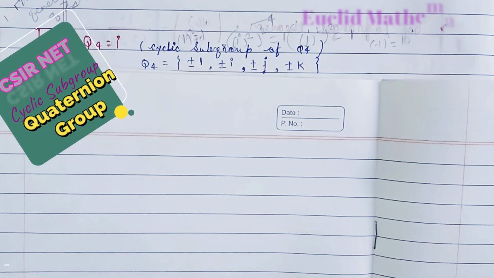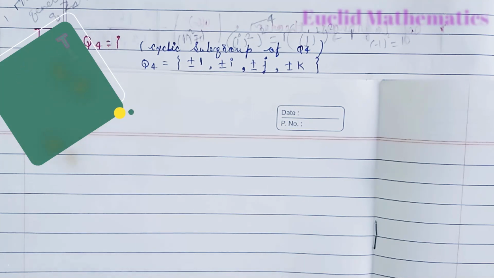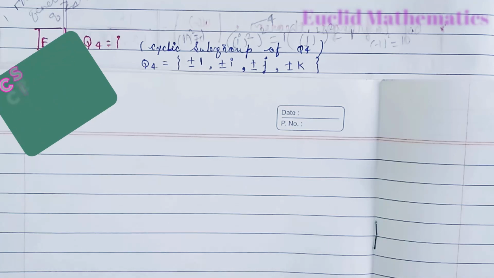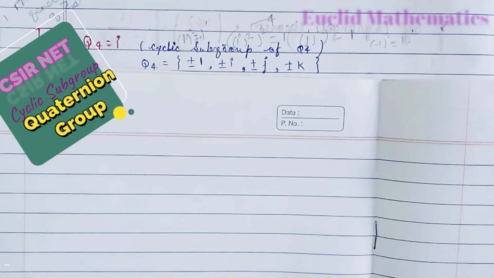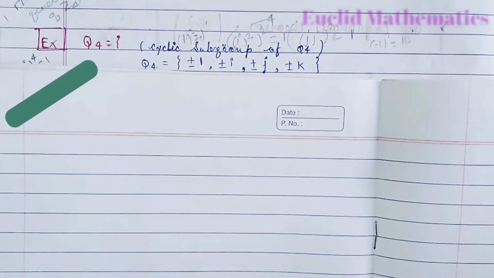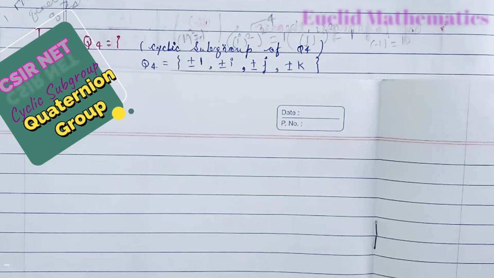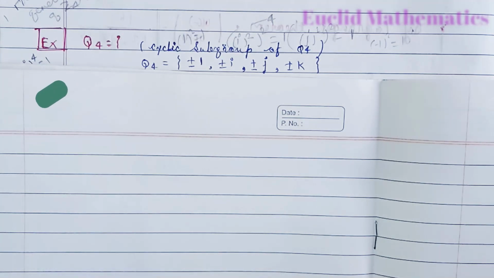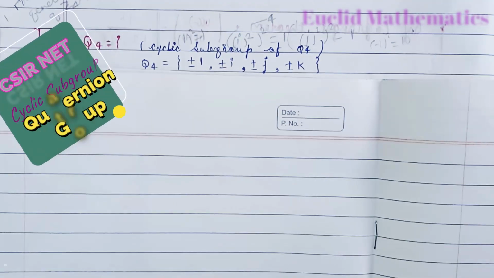In today's video, we are going to learn how to find cyclic subgroups of different groups, like a dihedral group, group of integers, Q4 meaning the quaternion group, permutation group, and so on. But in today's video, I will explain how to find cyclic subgroups of a quaternion group, which has order 8. So it contains 8 elements, Q4, or generally we call it Q8.